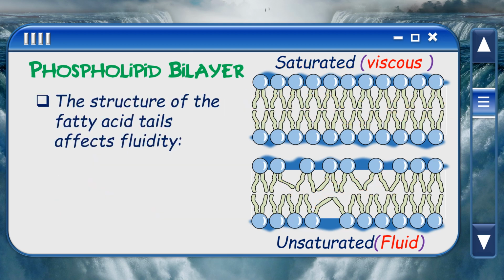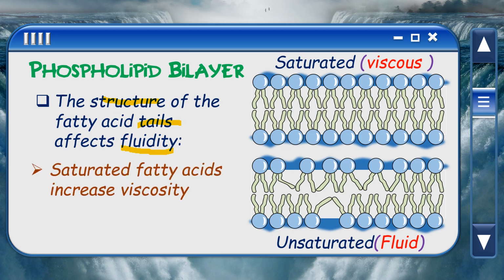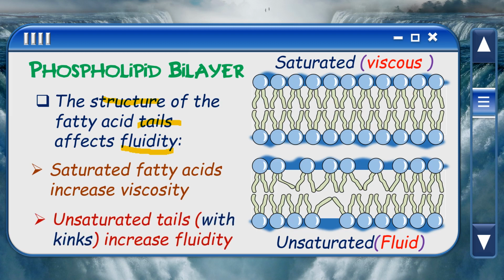The structure of the fatty acid tails is going to affect the fluidity. Now, the saturated fatty acid increases the viscosity, and the unsaturated tails with kinks increase fluidity.